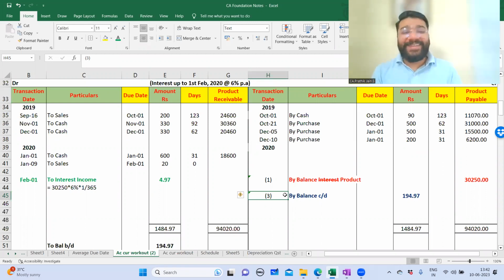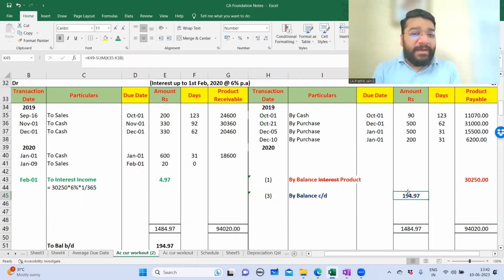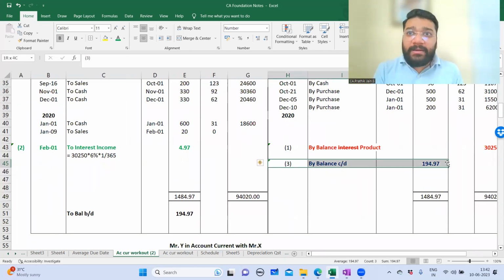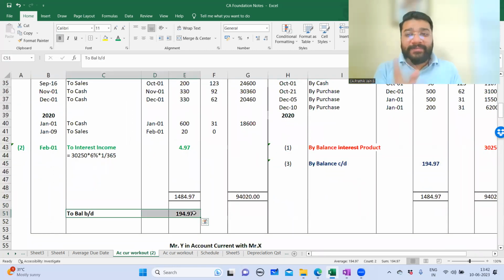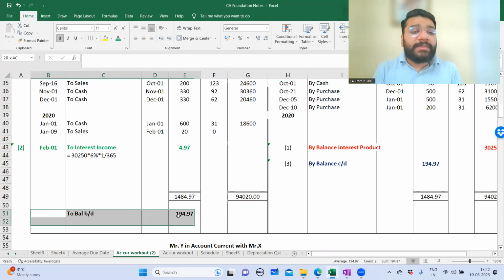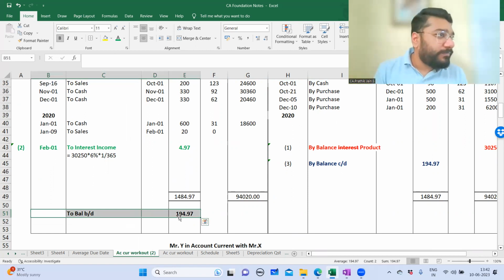Balance is what? Interest receivable. So 194 closing balance is coming here. Carried down balance is coming here. Brought down balance is coming where? Debit side. If it comes on the debit side, it means asset. Asset means receivable. This is the balance money receivable, not interest. This is the net amount receivable.